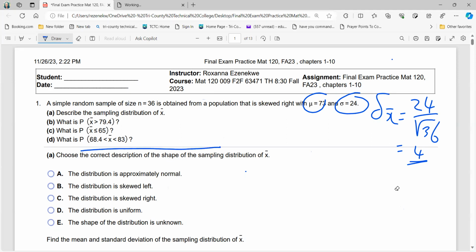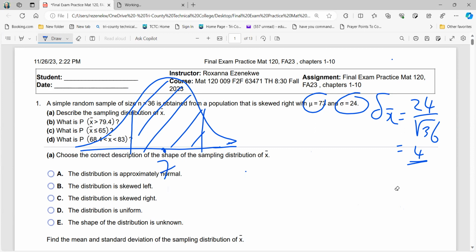Don't forget to draw a normal curve, even though this is not a pen and pencil test. Then remember that this is area between, so you carve out the area between, and the area between is right here. The center is the mean, mu X bar, and that is 73. The lower bound is 68.4. The upper bound is 83.